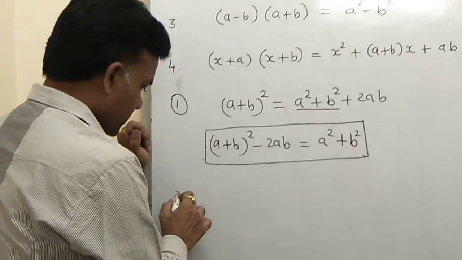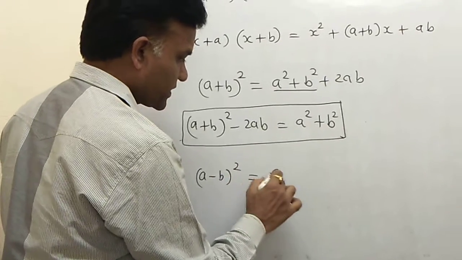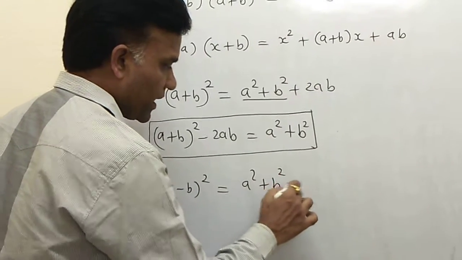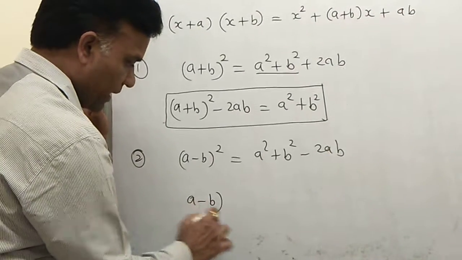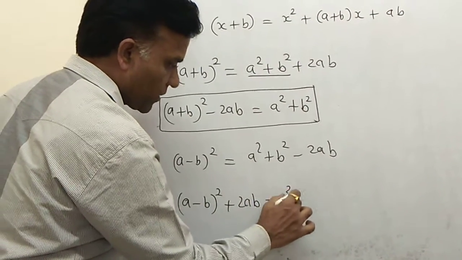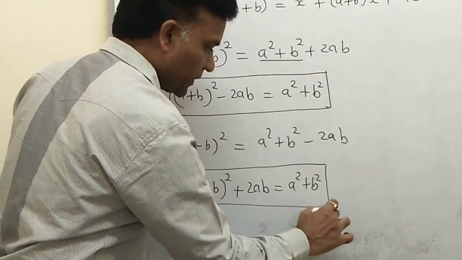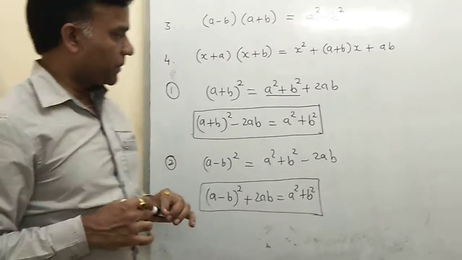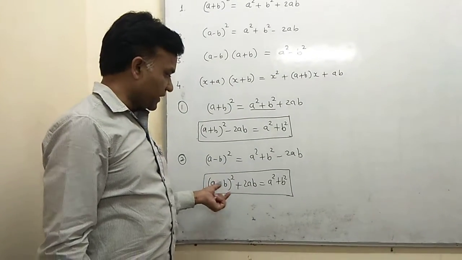Now again the second identity: a minus b whole square, which is a square plus b square minus 2ab. The minus 2ab moves to the other side, so we have a minus b whole square plus 2ab, which is a square plus b square. So both cases are different here, because sometimes the value of a plus b is given, and sometimes we know the value of a minus b.